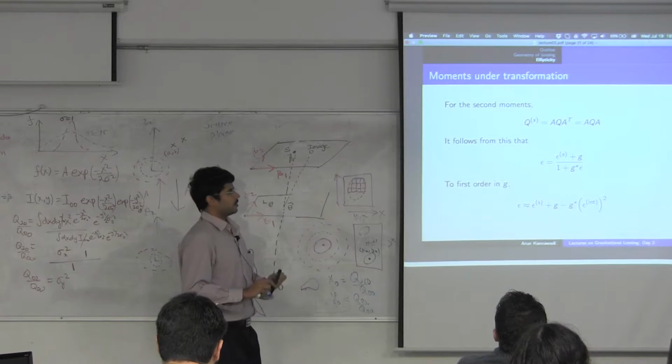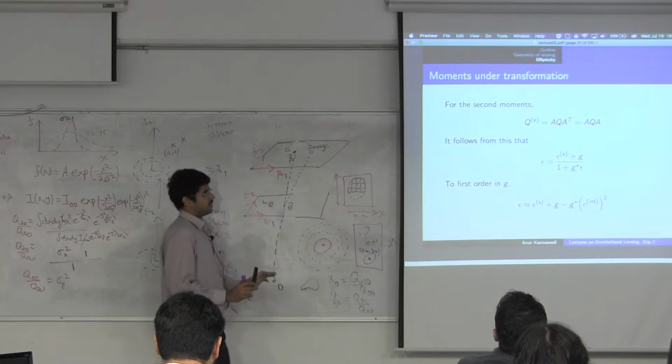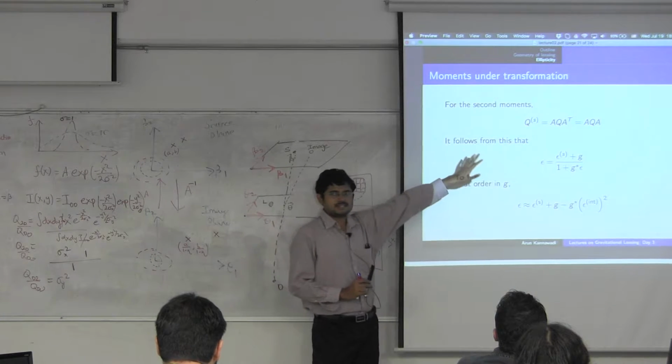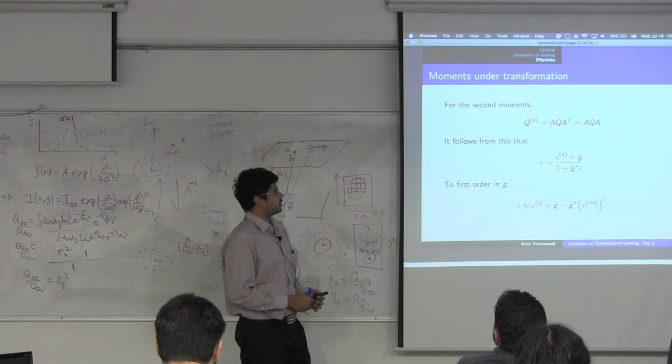But if you don't know what tensors mean, or if you're not comfortable with the transformations, that's fine. But this is how the second moments change under a coordinate transformation.